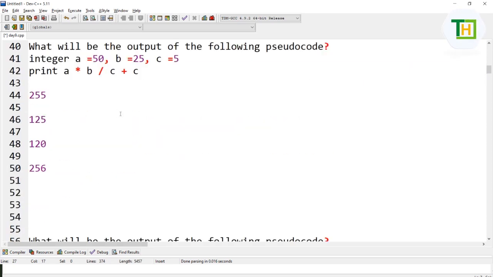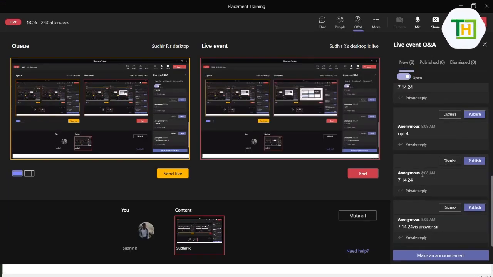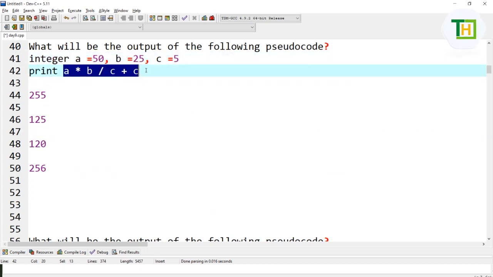Moving to the next question. What is the output of the following pseudocode here? A is equal to 50, B is equal to 25, and C is equal to 5. And we have to go for operator precedence here. First of all, the precedence is star and divide. Then we have to add the result.